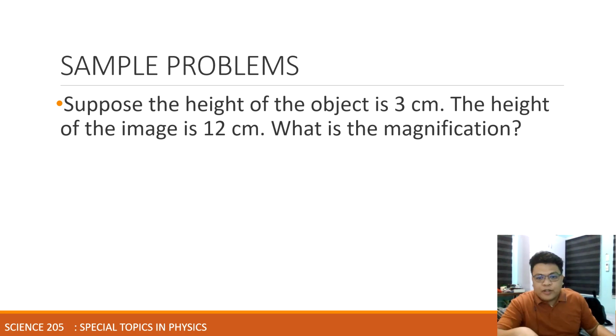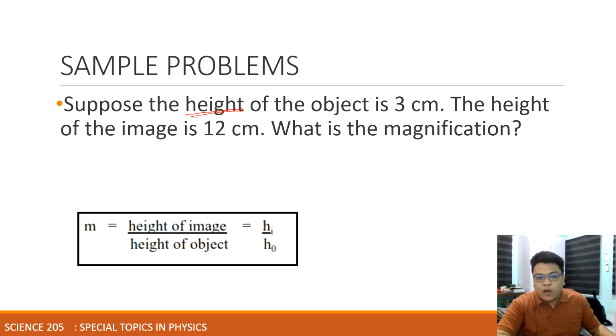So we have here the first sample. Let's read. Suppose the height of the object is 3 centimeters. The height of the image is 12 centimeters. So what is the magnification? For this, as you can see, the given variable for this word problem is height. So what do you think is the formula that we should use? Okay po. So we should use the formula m is equal to the height of the image over the height of the object. And the answer for this problem is 4. So how do we get that 4?